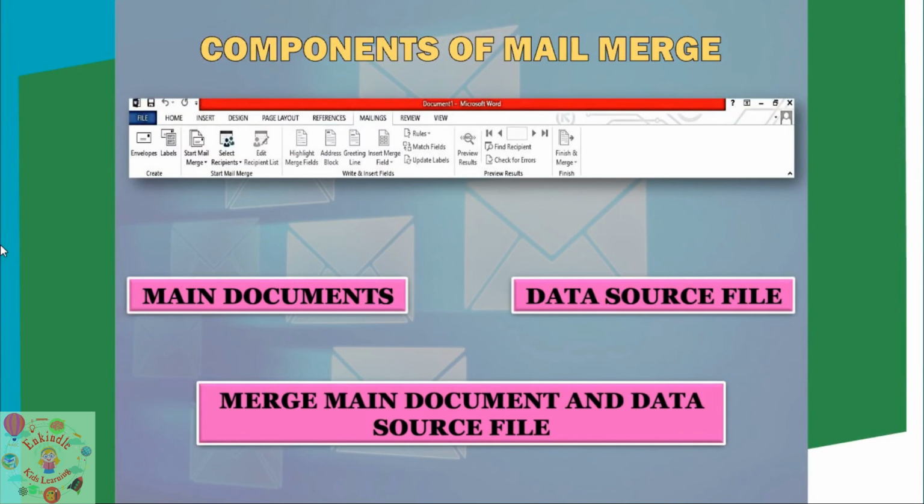What is data source file? It has the name and address of the recipients. It contains data in a tabular form where each column heading is called a field and each row contains one set of information called a record. The information of this file is merged with the main document.